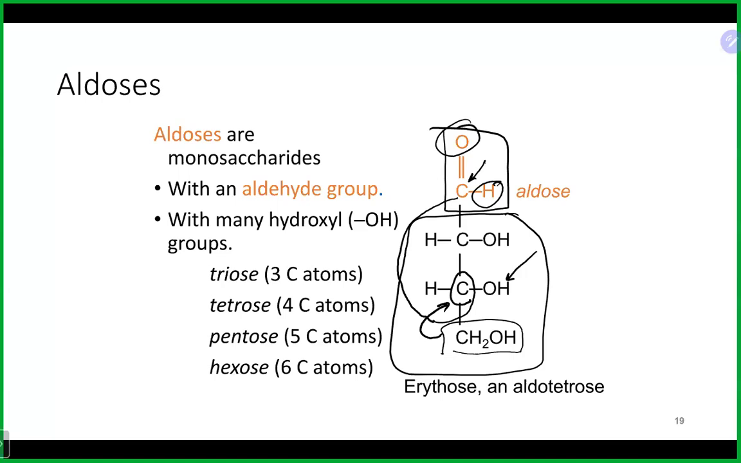Okay, so this is an aldose. It has the aldehyde group. Again, it was a tetrose because it has four carbons.